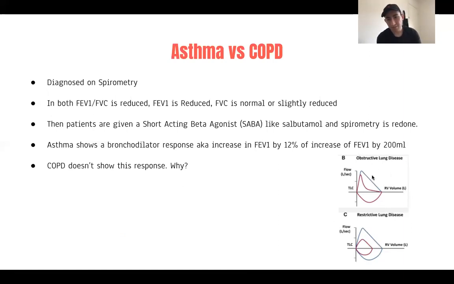And just for your reference, these are the flow loops in case they throw one at you. These are the only two they use in exams. This is obstructive, this is restrictive. Makes sense. FVC is reduced in this, and this one's just kind of dented in.